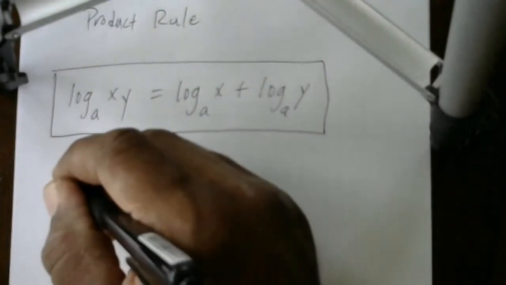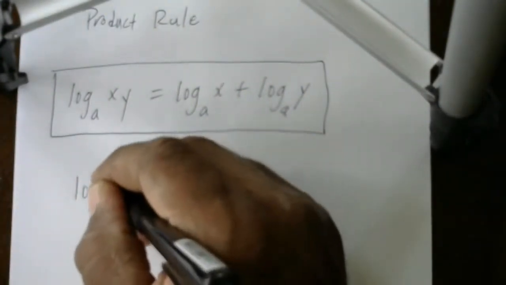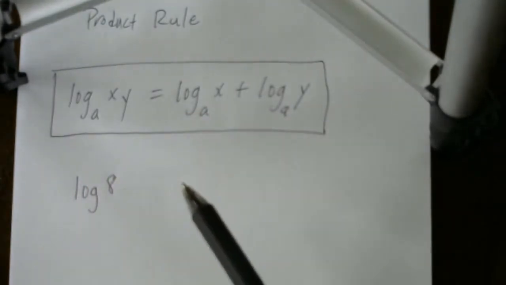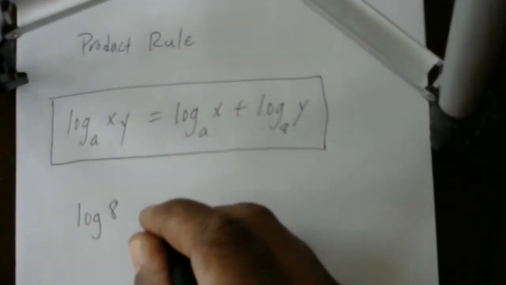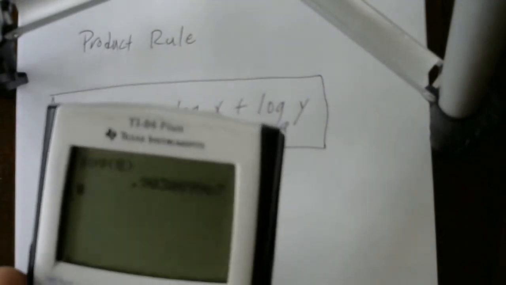And I'm going to take the log of 8. And just to keep things simple, I'm going to use common log base 10. All right. So in my calculator, hopefully you can make this out, I'm going to put in the log of 8. And we get 0.903.